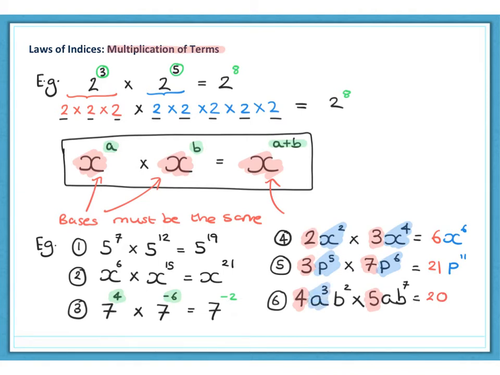A cubed multiplied by A, well, we can't see it, but we could write in an invisible power of 1 here. That gives us A to the power of 4. And then to finish off, we have B squared multiplied by B to the power of 7, which gives us B to the power of 9. Don't forget to add the indices.